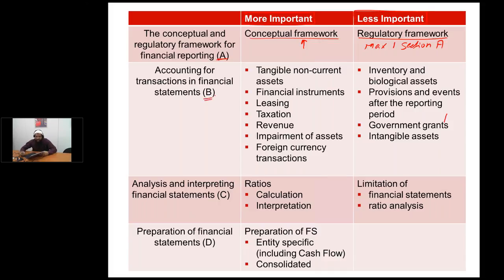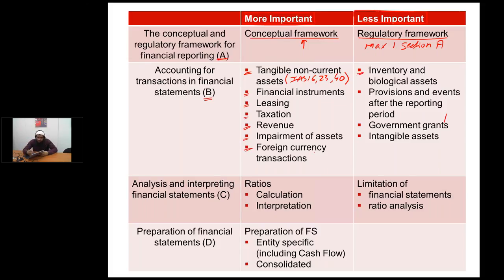Similarly, in part B, there are different accounting standards. Some of them are more important and some are comparatively less important. The first point is tangible non-current assets, which would include IAS 16, IAS 23, and IAS 40. This would include the financial instruments, which means IAS 32 and IFRS 9. This would include leasing, IFRS 16, taxation, IAS 12, revenue, IFRS 15, impairment of assets, IAS 36, and foreign currency transactions, IAS 21. So these are comparatively more important areas as compared to the rest.